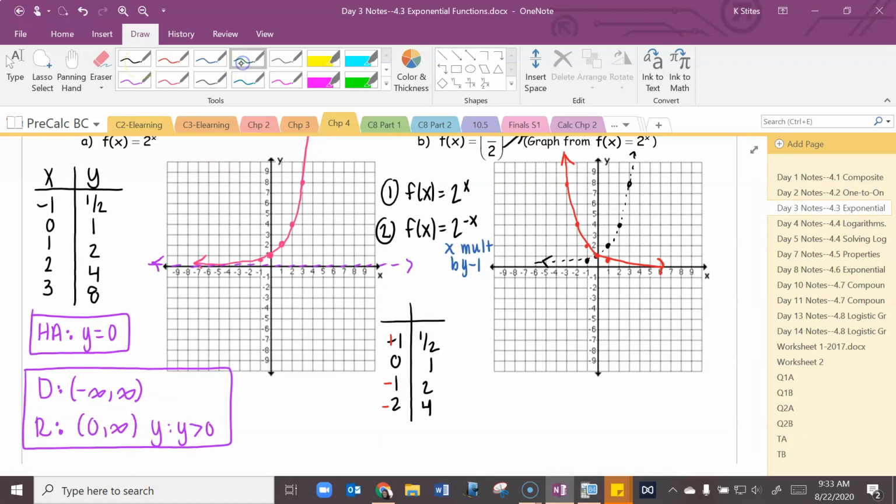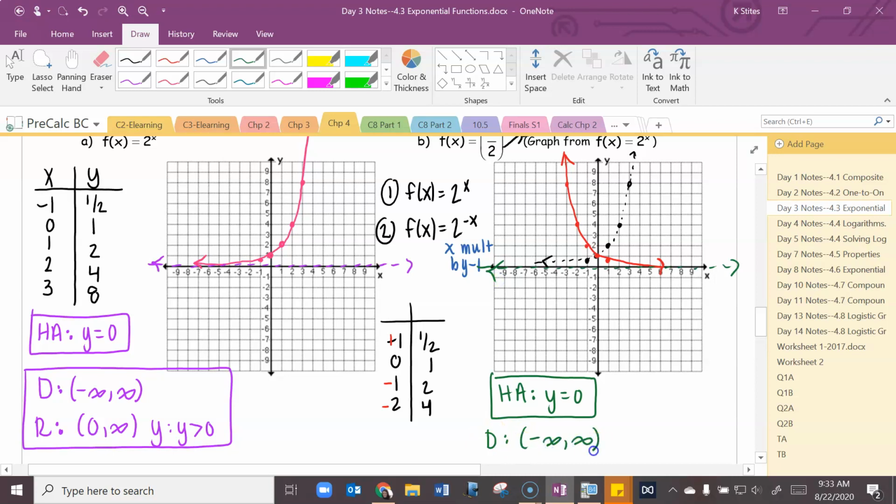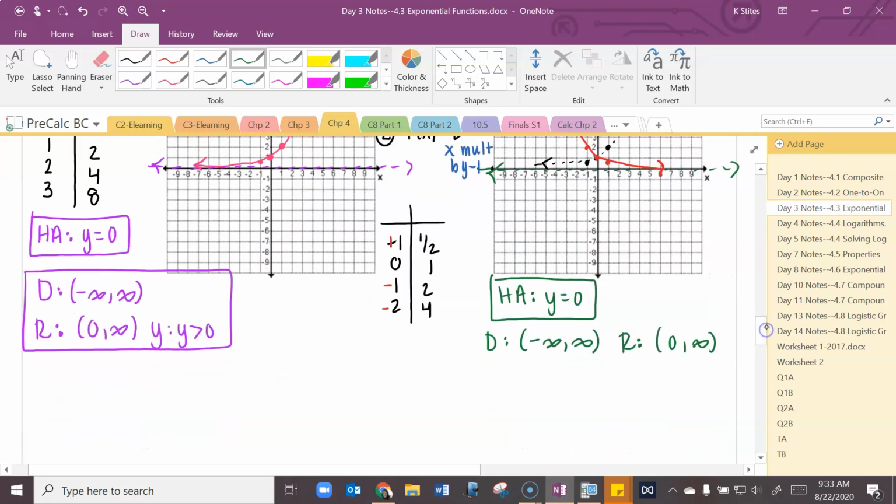Because we did not have any vertical shifts, your horizontal asymptote is still at y equals 0. And we should have that graphed, so go ahead and put it on your graph. Our domain for exponentials is always all real numbers. And our range, again, because we didn't have a vertical shift, is just based on our horizontal asymptote here. So we're going from 0 to infinity, or you could say y such that y is greater than or equal to 0.